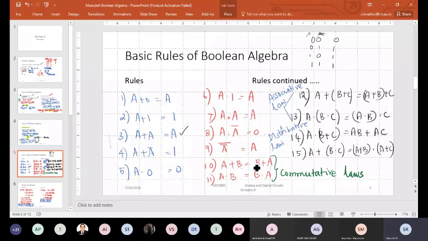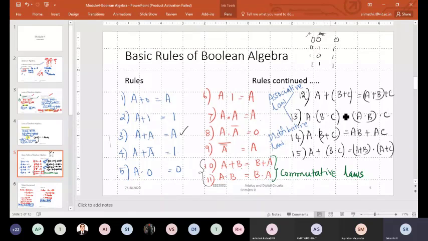And a plus b is equal to b plus a. This is the commutative law for addition and multiplication, rules 10 and 11, and rules 12 and 13 are the associative law for addition and multiplication. And the distributive law we have in two forms, either a dot (b plus c) or a plus (b dot c), are the distributive laws 14 and 15.